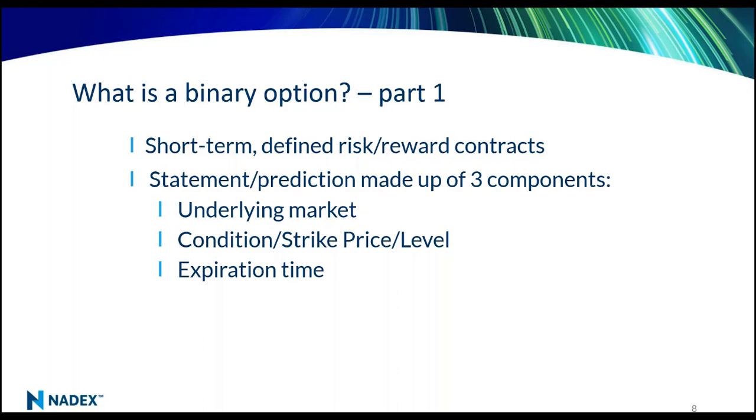We're going to talk about the euro US dollar. I might use other currency pairs in some of my other examples. I can't recall what I put in the presentation, but let's just use the euro US dollar. That's the underlying market. Then there's going to be a condition, also called the strike price or the level. It always comes in the form of a question: will it be higher than, and it'll give you a price. So let's just use 1.20. Will the euro US dollar be greater than 1.20?